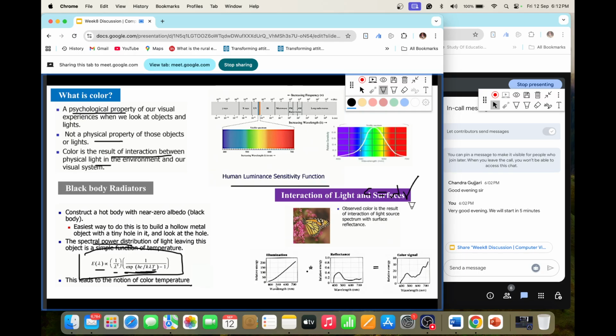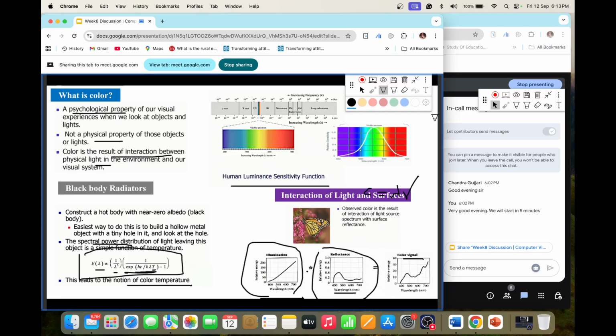So how can we perceive an object? We can perceive the object by two things. One, the intensity of the light that is interacting with the object, and second, the reflectance of the light from the object. Both are important. The source of illumination is important, because the light comes from the source and falls on the object, and second, the light reflected from that object. So one is illumination, which is a source property, and second is reflectance, which is an object property. Illumination times reflectance gives us the color signal that we will perceive.